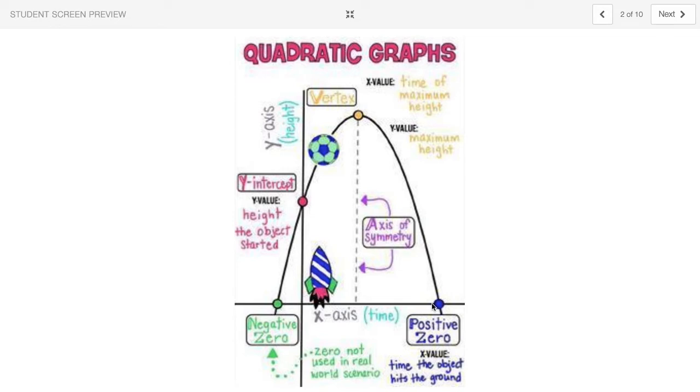We have our x-intercepts here. We have a negative and a positive one. The negative ones are typically not used in word problems because that would represent negative time, and there's no such thing as that. So the positive one is typically where we want to look. For certain situations, like this soccer ball here, the soccer ball will get kicked in the air. It will travel in a parabolic shape, so it kind of follows this. It will hit the vertex or its highest point, and then it will turn and start to come down. And then here will represent where it hits the ground.